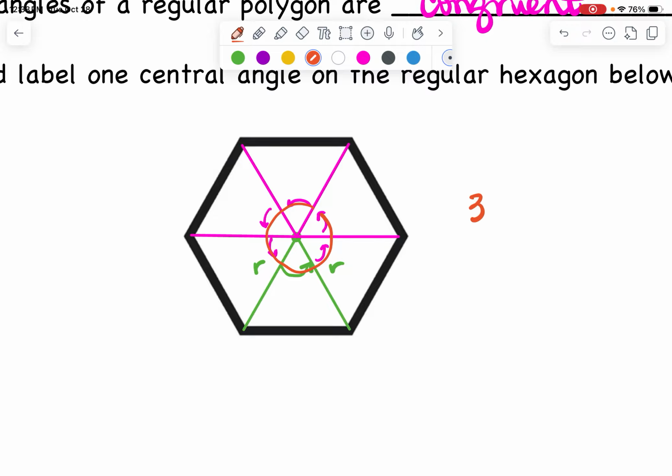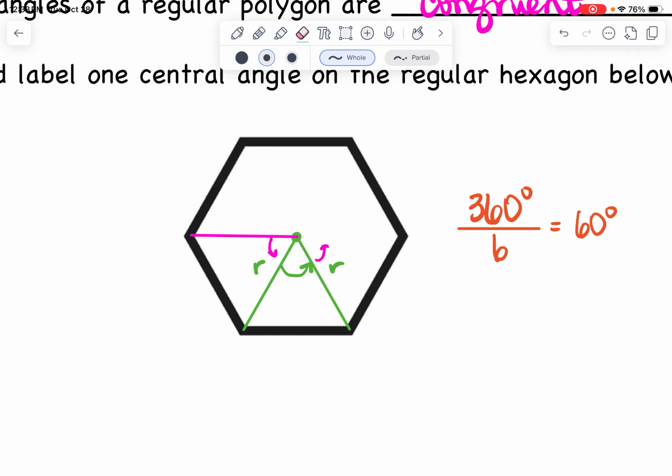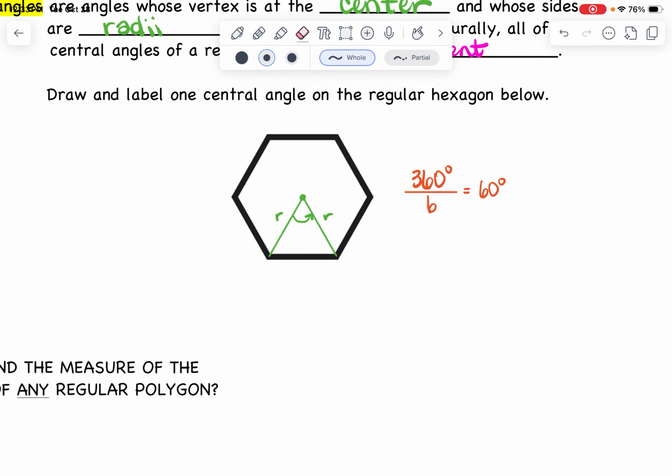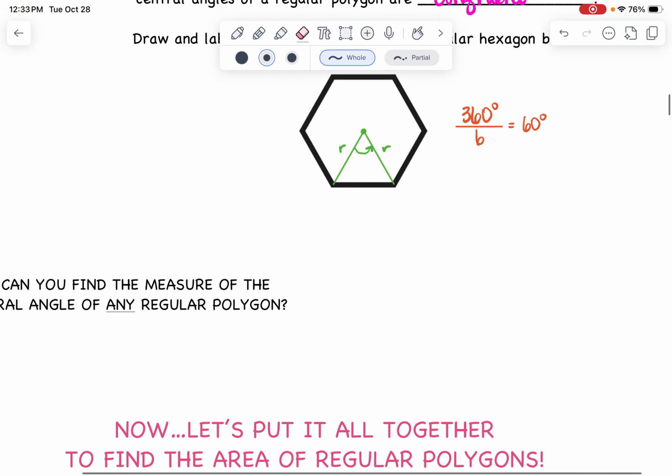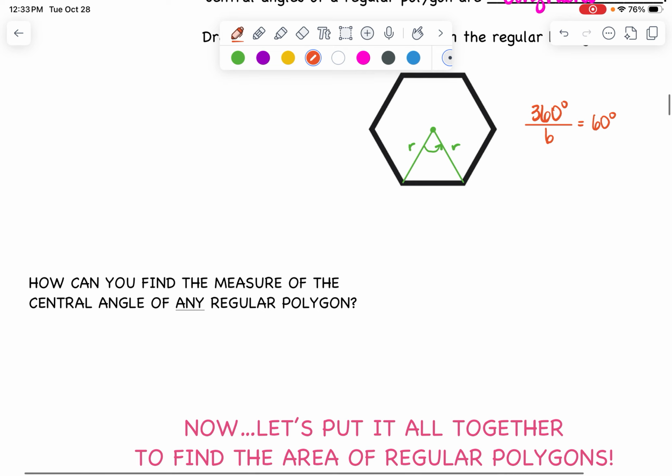Okay, so I know I can just take 360 and divide by 6 in this case, or n, right? And that's going to give me 60 degrees. So I know each one of those central angles is 60 degrees. Okay, I'm going to erase all this extra stuff. All right, so how can you find the measure of the central angle of any polygon? 360 divided by n. And remember, n stands for the number of sides or the number of angles, right? It's all the same number, so it doesn't really matter.